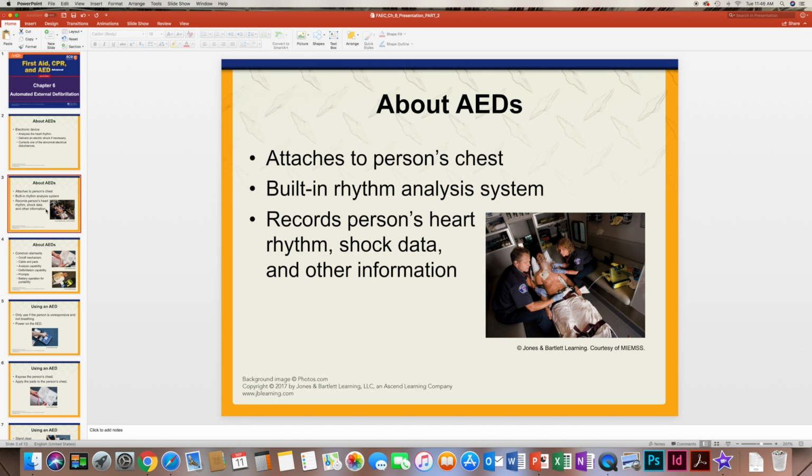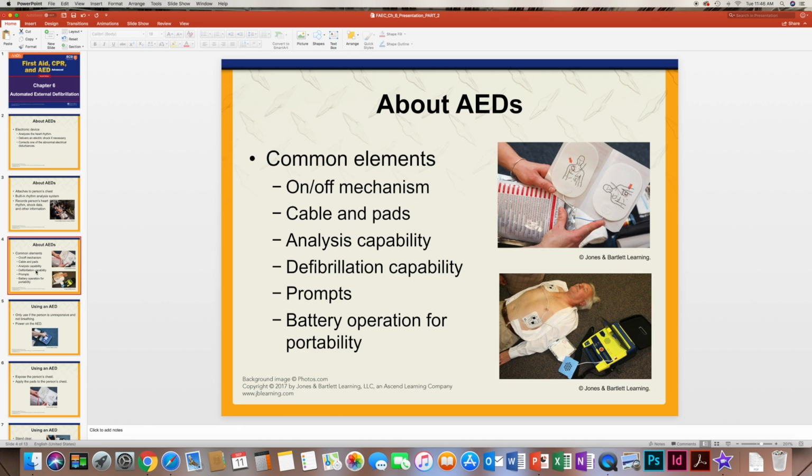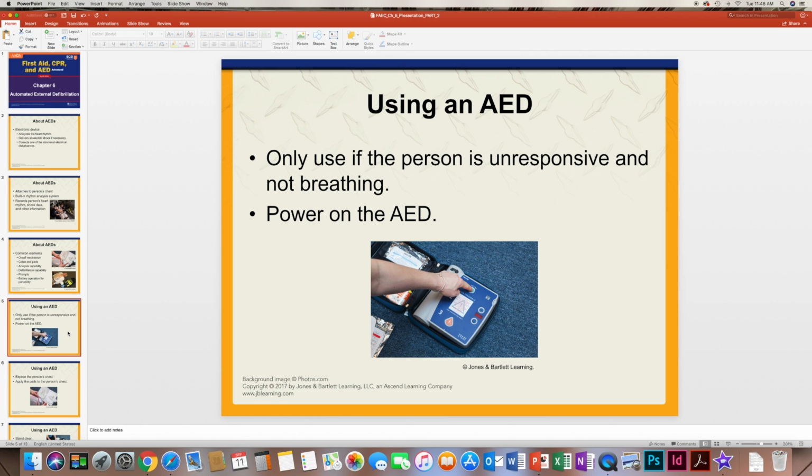Sometimes you have to use it more than once, but it attaches to the person's chest and it has a built-in rhythm analysis system. It records a person's heart rate, shock data, and any other information. It has an on-off mechanism. There's a cable with a couple of pads. It can analyze the rhythm, and it defibrillates the heart by delivering a shock in order to shock it back into a normal rhythm. It gives you prompts to let you know what to do, and it is run by battery, so it's portable.